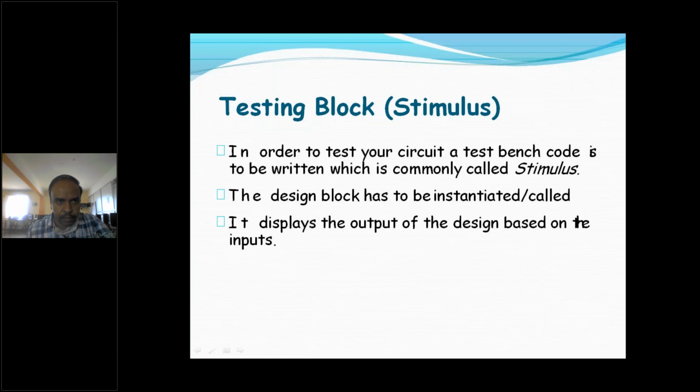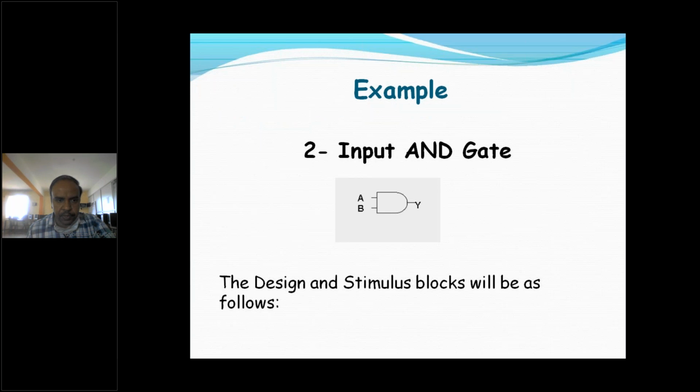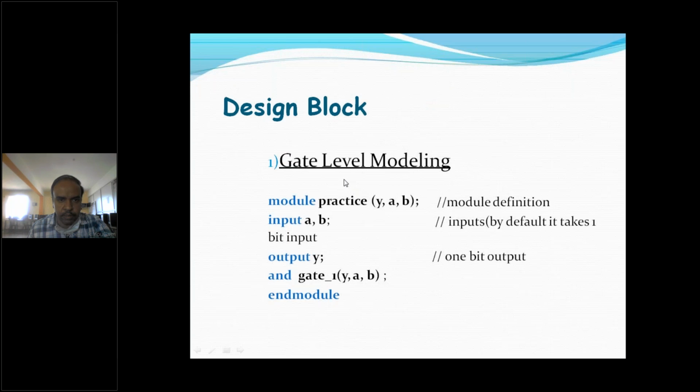Next would be testing blocks. You can see a two input AND gate here. In this case, the inputs are A and B. Output is Y equal to A dot B. The design and stimulus blocks will be as follows. So the AND gate, same code I'm showing over here.